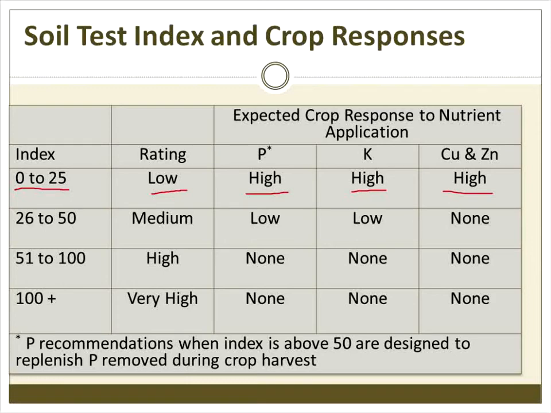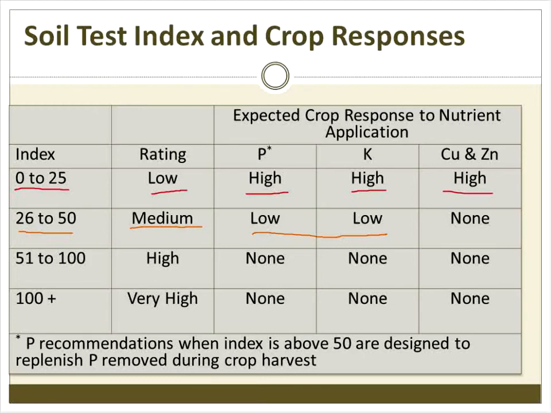Now, if you have 26 to 50 out there, that gives you a medium rating. And basically what's happening is the plant's going to respond, perhaps. It may or may not respond, but you should probably put this out there because we're getting into a questionable area as to whether or not that particular nutrient is a deficient nutrient. All right, and that's the way the phosphorus and the potassium models tend to work.